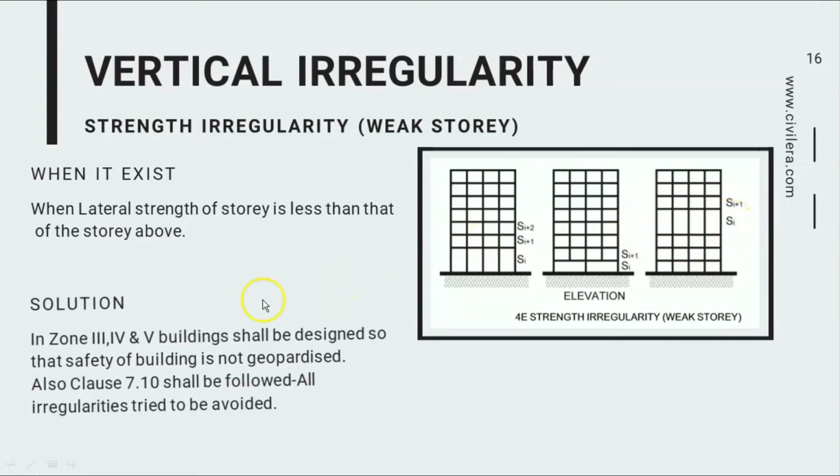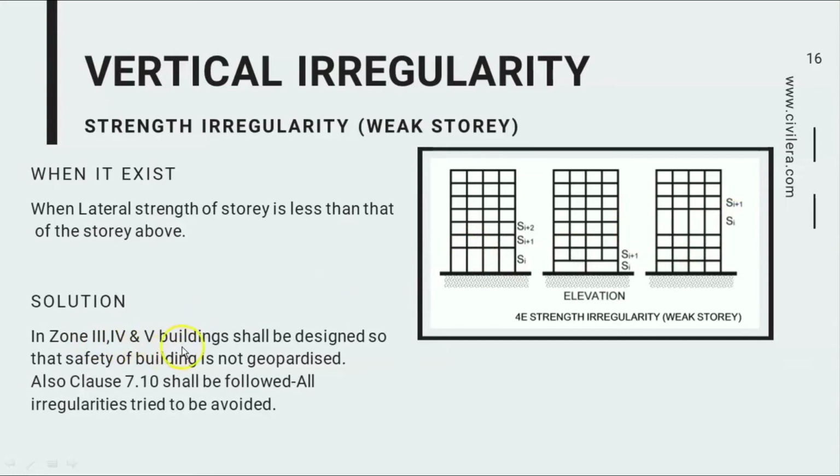And the solution is, in zone 3, 4 and 5, buildings shall be designed so that safety of the building is not jeopardized. Also, clause 7.10 should be followed. All irregularities should try to be avoided. So that is how you need to address this weak story problem.